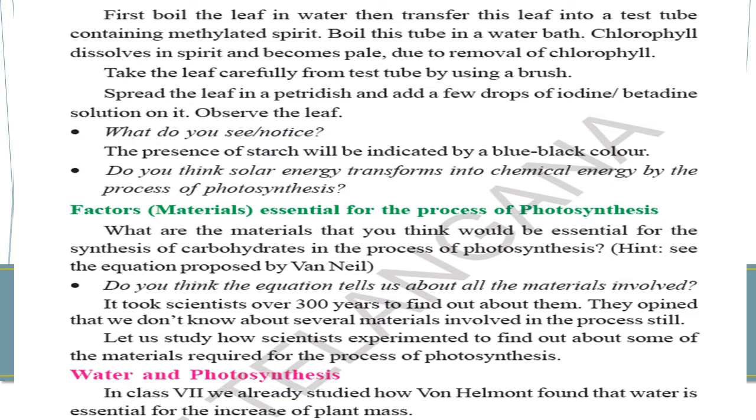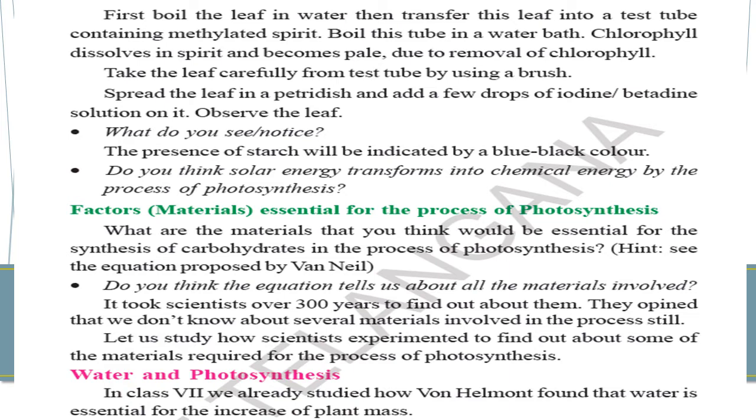Take the leaf carefully from the test tube by using a brush. Spread the leaf in a petri dish. The second experiment: the first is in a test beaker we are doing. Okay, after that, in a petri dish we put what? A few drops of iodine or betadine solution on the leaf.